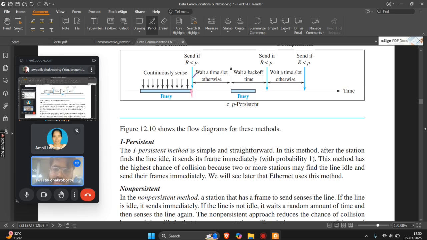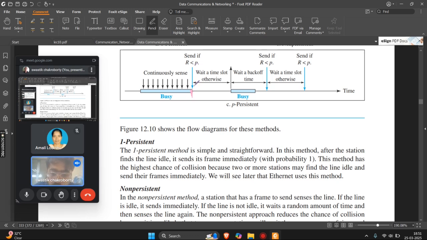But here it will send only if a particular random number is less than p, where p is the parameter of this p-persistent method. It can be 0.5 persistent, 0.9 persistent, whatever the p value is. It will draw a random number, and if the random number is less than p, it will send. That is, it will send with a probability of p, and with a probability of 1 minus p, it will not send.